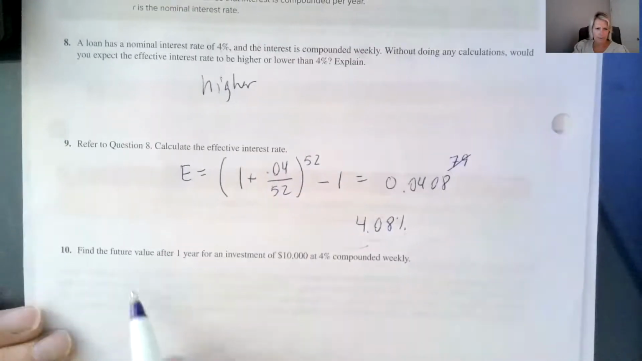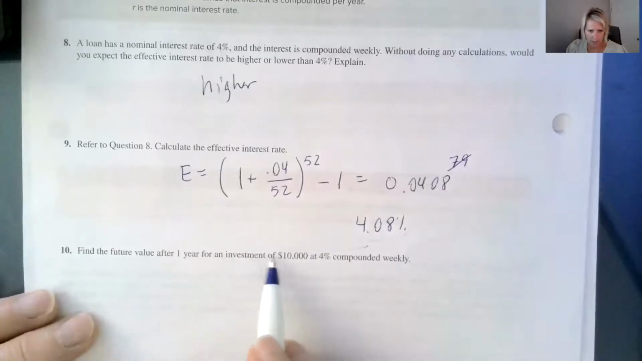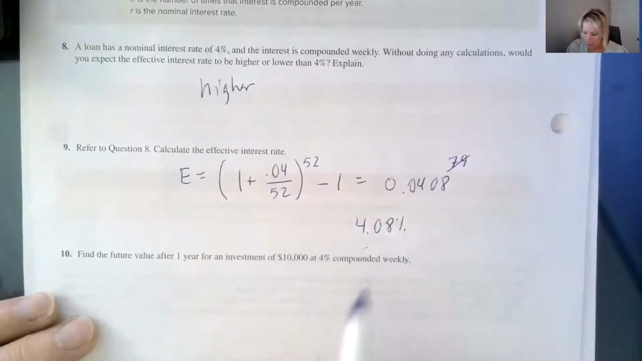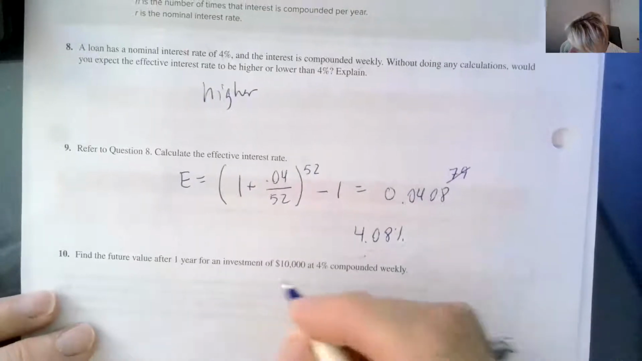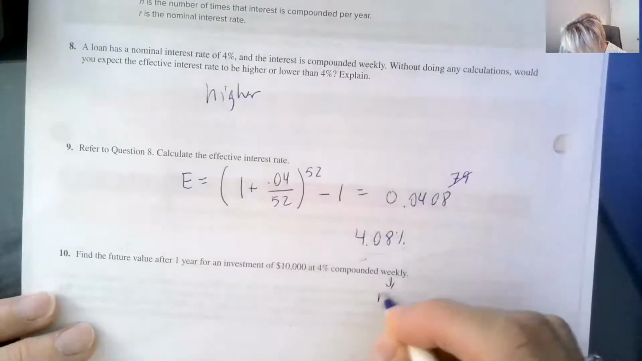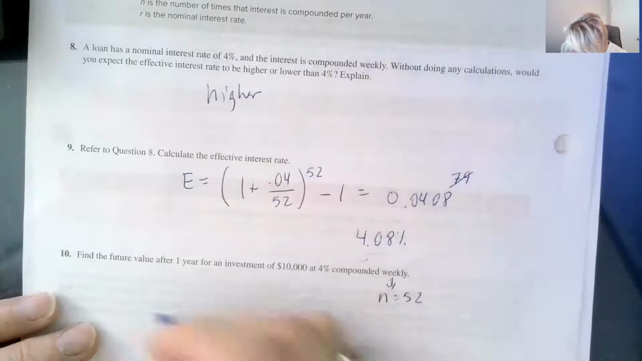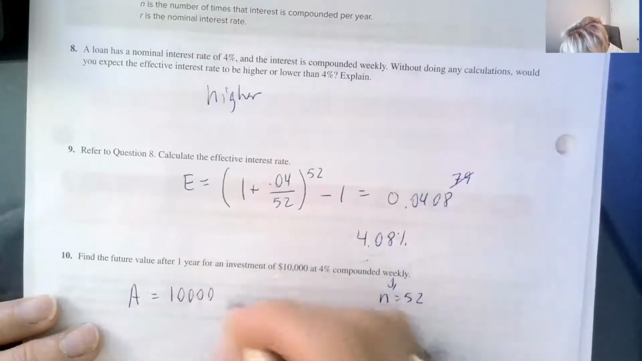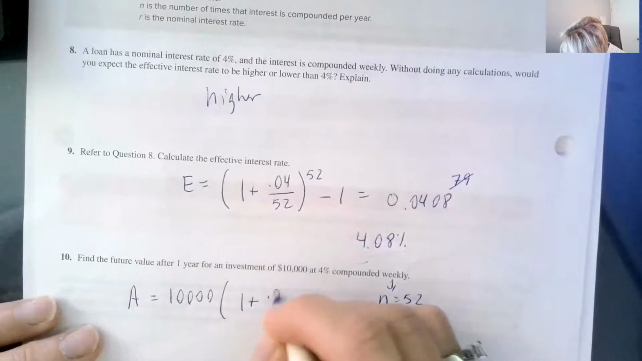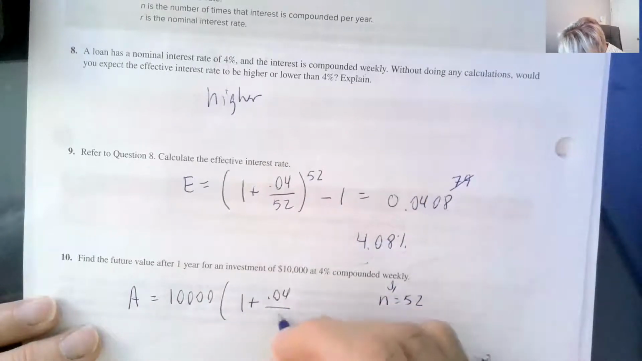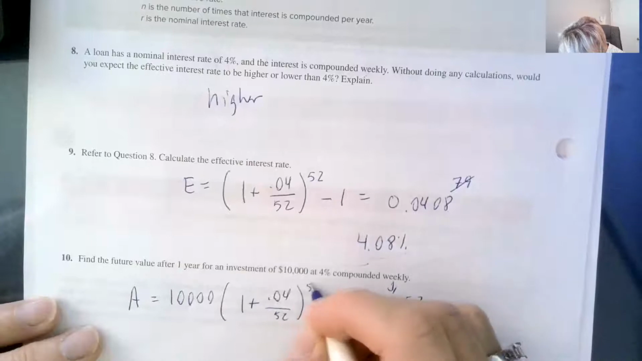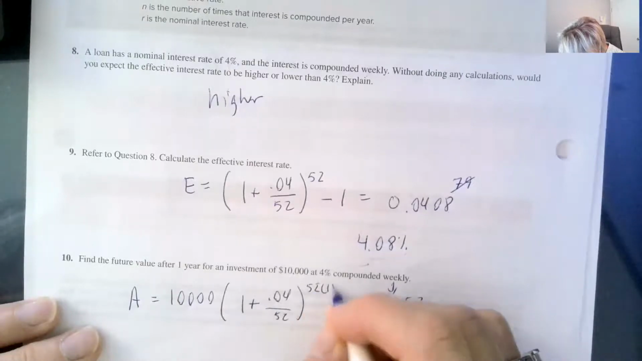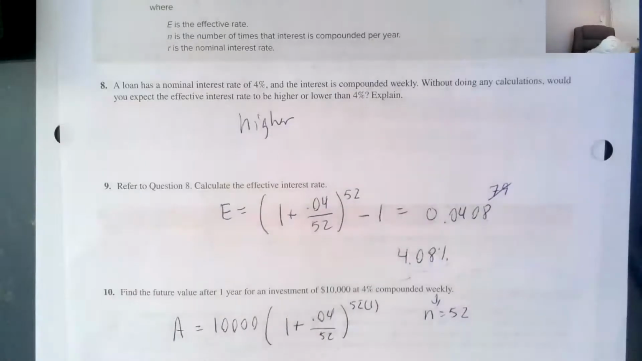So number 10 says, find the future value after 1 year for an investment of $10,000 at 4% compounded weekly. Okay, so weekly is n equal to 52. So A equals $10,000 times 1 plus 0.04 divided by 52 to the 52 times 1. I'm using this formula right here.